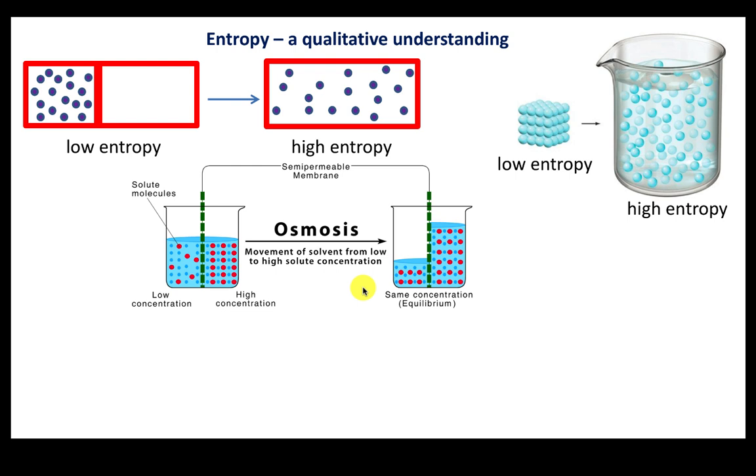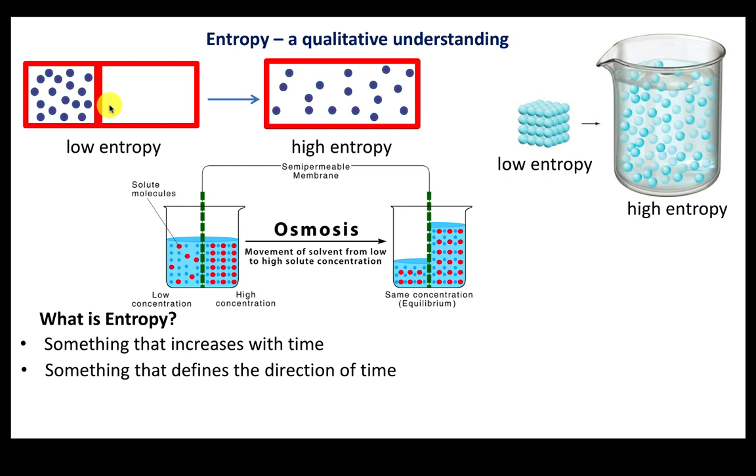Well, now it's time to get a little more precise. What is entropy, after all? Let me list the main points. First, it is something that increases with time. You could see that very easily here and here. In other words, if you were to make a video of this situation or this situation or this situation, you would immediately know whether the video is being run forward or backward. So when a system's entropy increases, you know that time has passed in the forward direction.